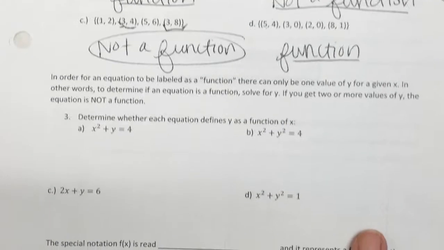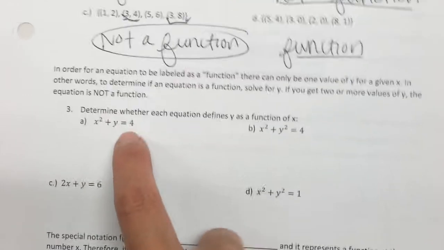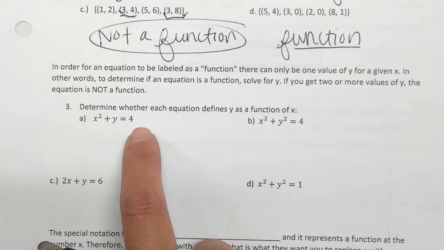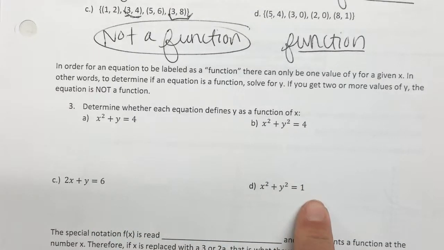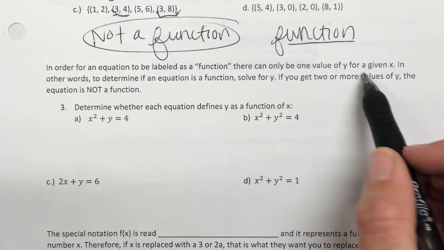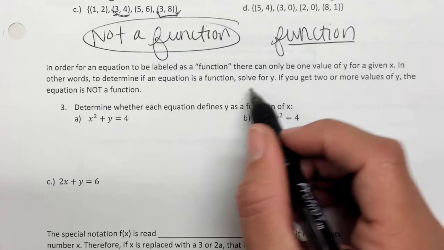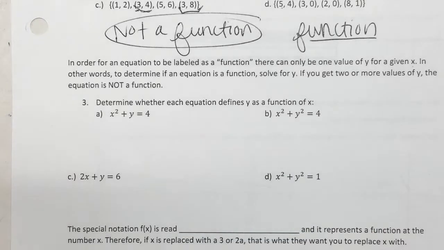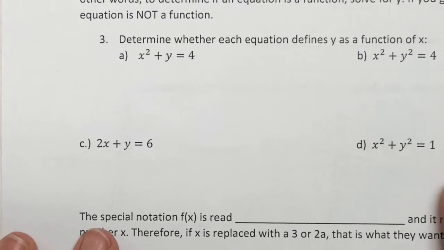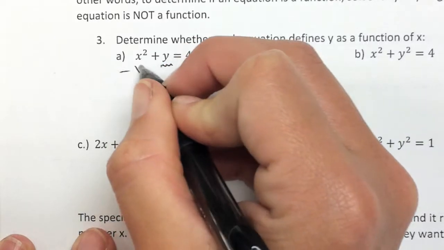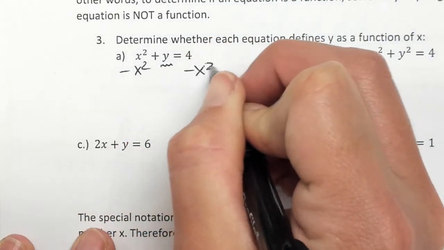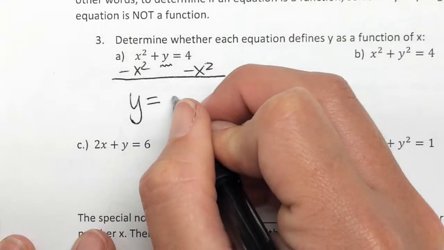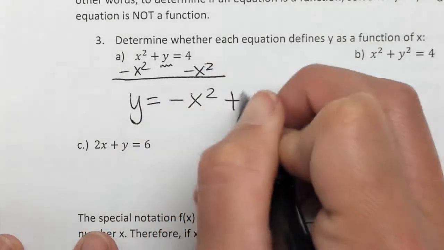Alright. Now let's tell if it's a function by looking at equations. These are relations. These are actual functions. So all you have to do is solve for y in each one. And if you have two different y values for an x value, then it's not a function. So here's what I mean. On A, how would I solve for y? How would I get y by itself? Subtract x squared. Good. So I would get y equals what? Negative x squared. Good.